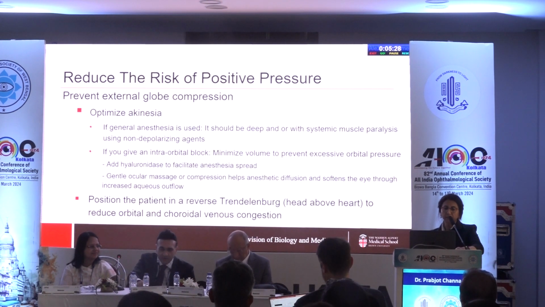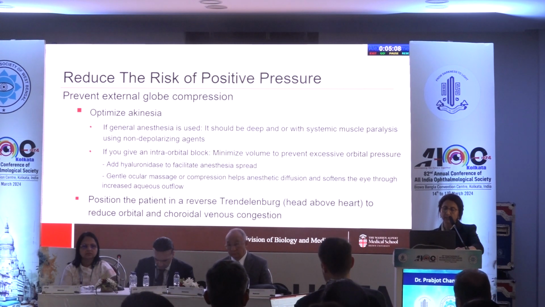Optimize anesthesia. If you're using general anesthesia, it should be deep and/or with systemic muscle paralysis using non-depolarizing agents. If you give an intraorbital block, minimize the volume to prevent excessive orbital pressure. Add hyaluronidase to facilitate anesthesia spread. A gentle ocular massage or compression also helps anesthetic diffusion and softens the eye through increased aqueous outflow.